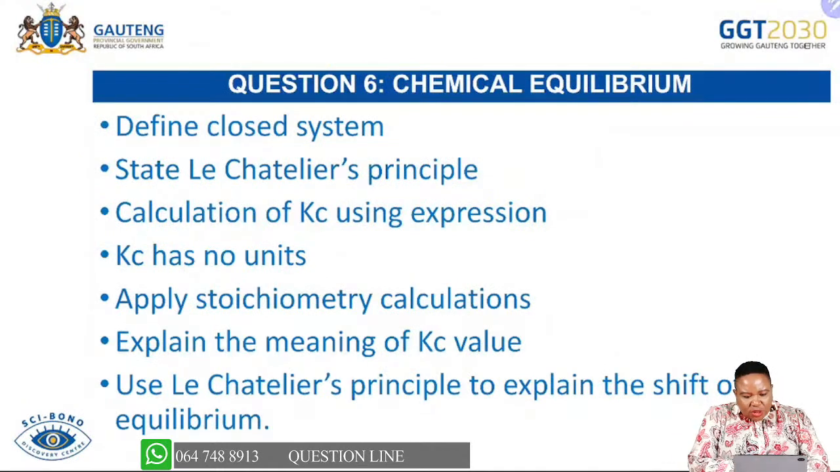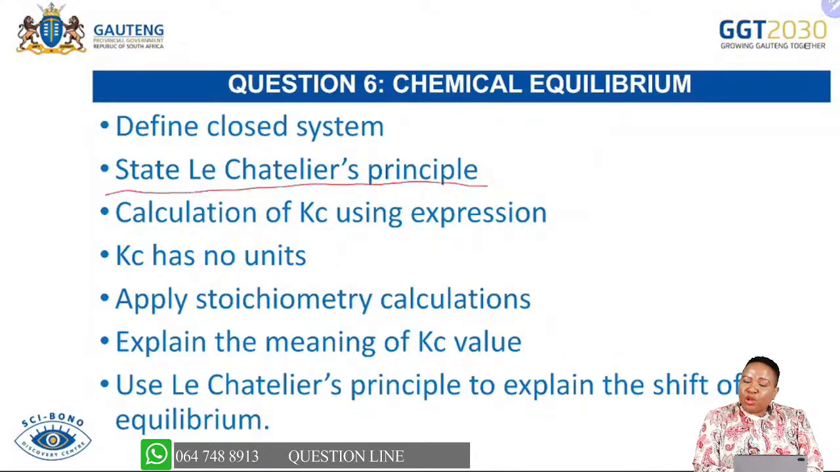In question number 6, which is our chemical equilibrium, we are looking at the definitions like the closed system, the open system, the homogeneous reactions, the heterogeneous reactions. Go back and look at those definitions. And also, we need to state Le Chatelier's principle, which is 2 marks. Le Chatelier's principle is provided to you in the exam guideline. Just make sure that you define it the way it is required to be defined. Because sometimes learners will ask, what if I define it like this? Remember, it's not about the way you feel you want to define it.